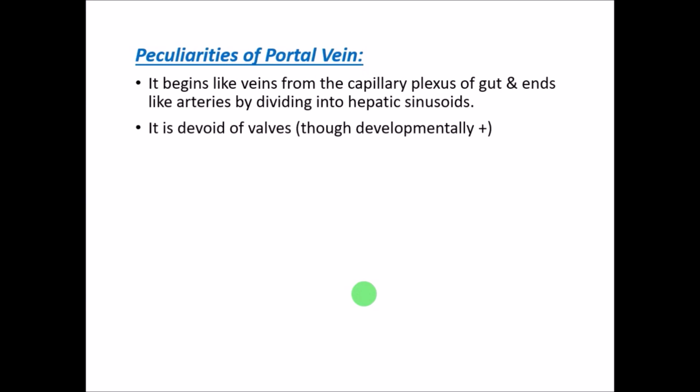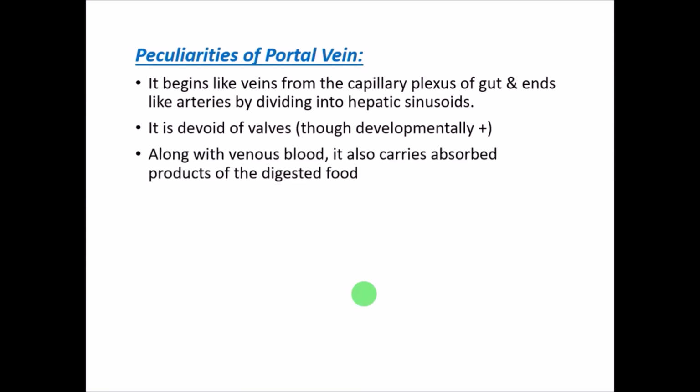It is devoid of valves. As you know, veins have valves which help the blood to flow in one direction, and against gravity also. But in the case of the portal vein, there are no valves. It is devoid of valves. Even though developmentally initially they are present, later they disappear. So the portal vein is devoid of valves. This is the second peculiar feature.